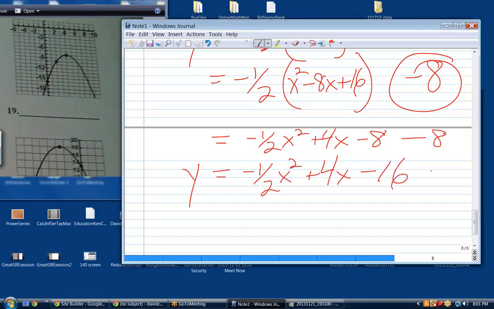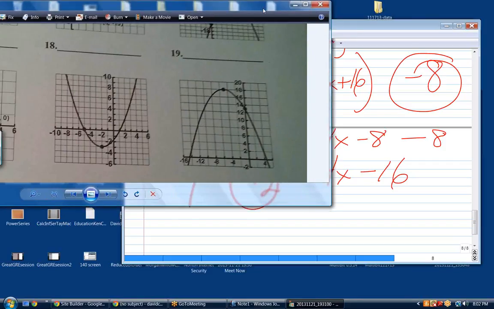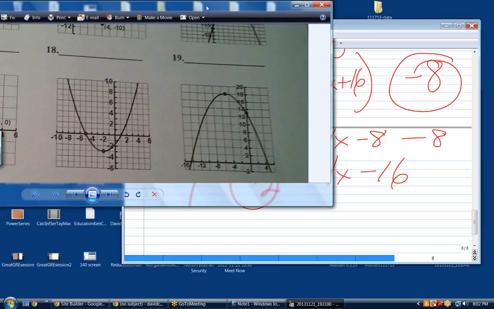All right. And double check. That's negative. That opens down. That's good. We wouldn't want to come up with a positive A. It means we would have done something wrong. All right. Now we can look at 17.